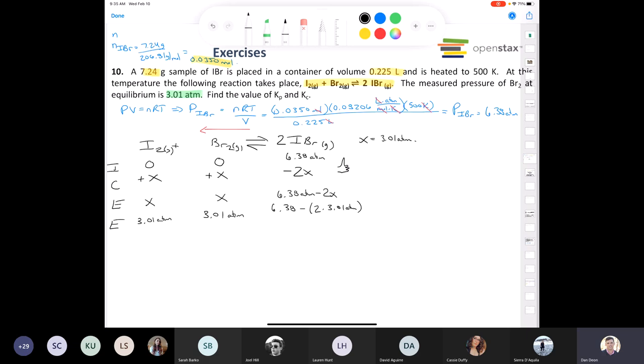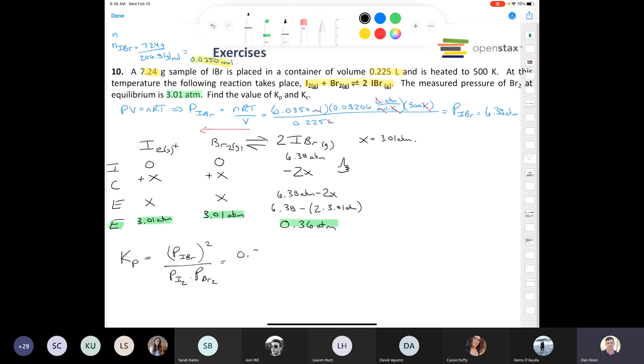Okay, so I have 6.38 subtract 2 times 3.01. I guess I could have done that in my head. Anyhow, you end up with 0.36 atmospheres. So at equilibrium, we have 3.01 atmospheres of iodine, 3.01 atmospheres of bromine, and we have only 0.36 atmospheres of our IBr. We're asked to determine Kp and Kc. Let's start by determining Kp because we know that Kp is going to be equal to the pressure of IBr squared divided by the pressure of I2 times the pressure of Br2.